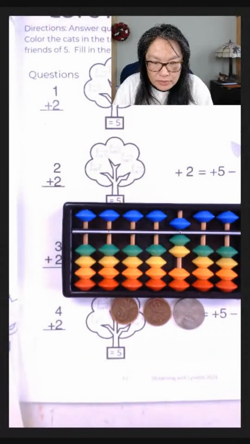Math killed my parents when I was six. I haven't been able to look at abacus since. Oh, I'm so sorry. So does that make sense?